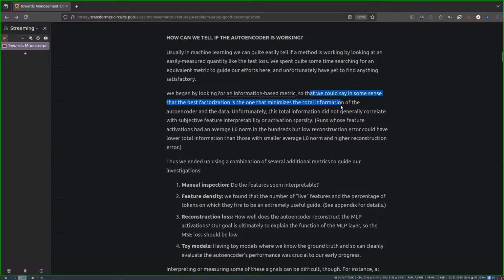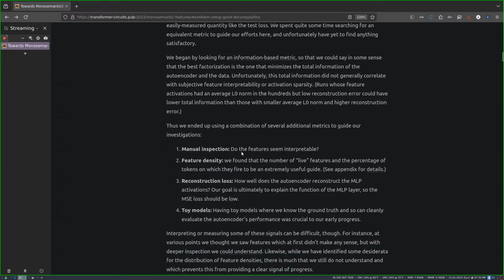Best factorization is the one that minimizes the total information of the encoder and data. Unfortunately, this information did not generally correlate with subjective feature interpretability or activation sparsity. Runs whose feature activation had an average L0 norm in the hundreds, but low reconstruction error, could have low total information. Thus, we ended up with a combination of several additional metrics: manual inspection of the features' interpretability and feature density. We found that the number of live features and the percent of tokens on which they fire are an extremely useful guide.